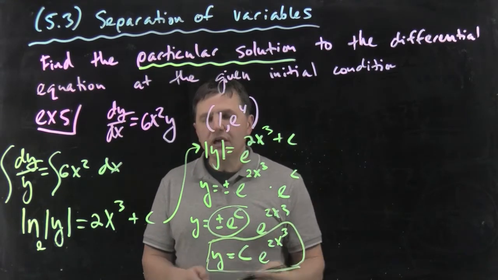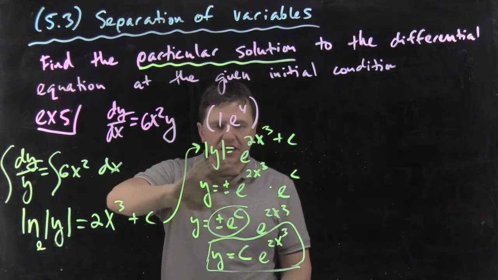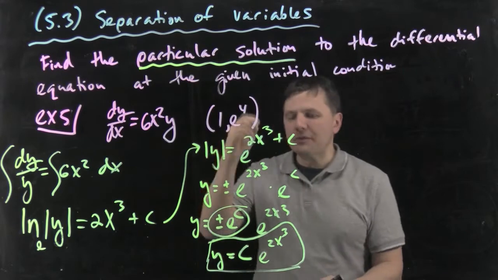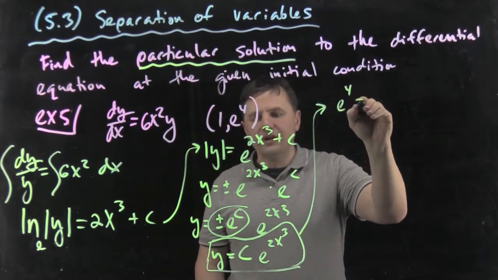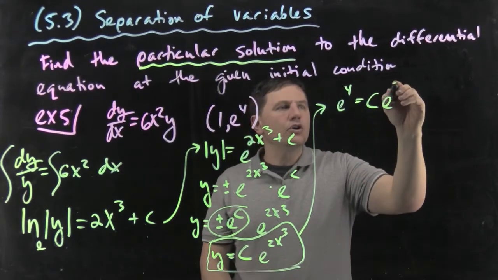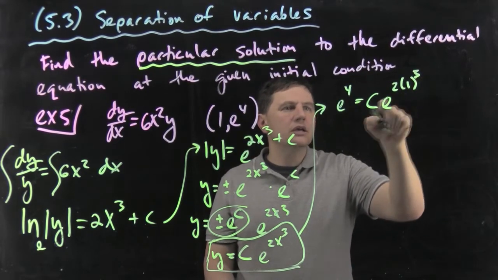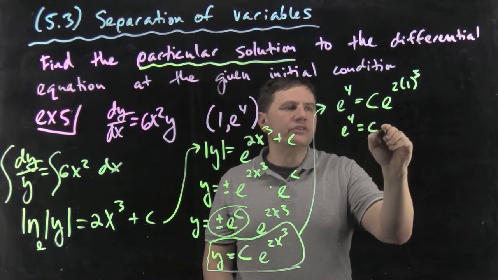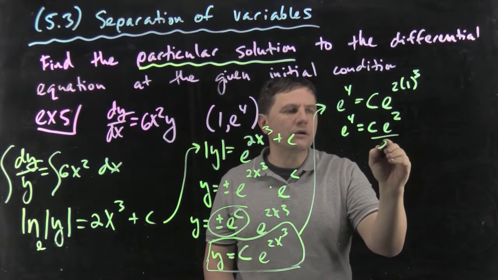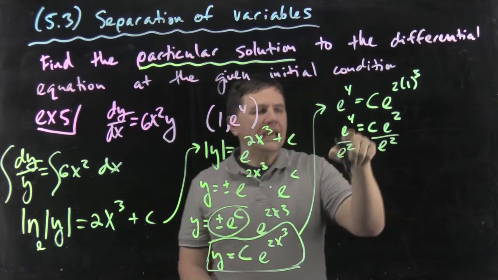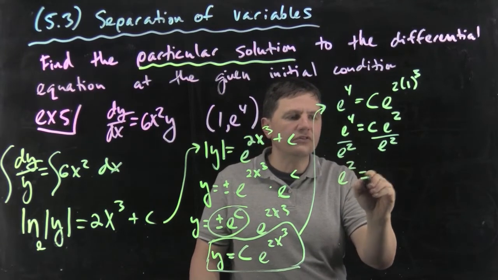What I'll tell you is, once we see this enough, if you skip some of these steps in here, that's perfectly fine. So now I'm going to plug in this point. So e to the fourth is equal to c e to the 1 to the third. 1 to the third is just 1. So e to the fourth is equal to c e squared. Now to solve for c, I'm going to divide both sides by e squared. E to the fourth divided by e squared, now I'm subtracting exponents. So 4 minus 2 gives us e squared is equal to c.